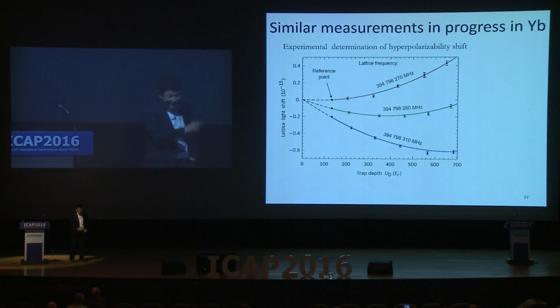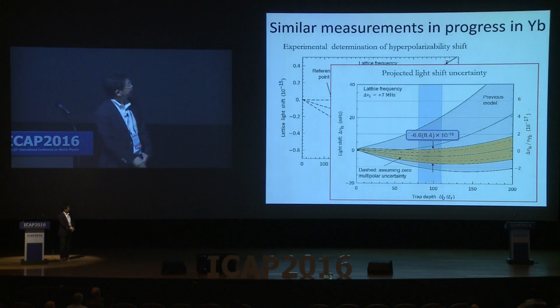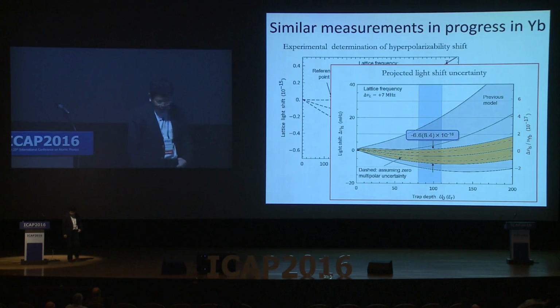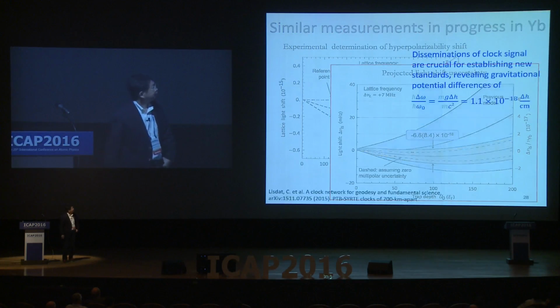And we did a similar effort for the ytterbium clock also. We are measuring hyperpolarizability effects for ytterbium, and in the long run, we now estimate the ytterbium lattice-related light shift to meet 10 to the minus 18. So we expect the ratio measurement at this level in the next experiment.